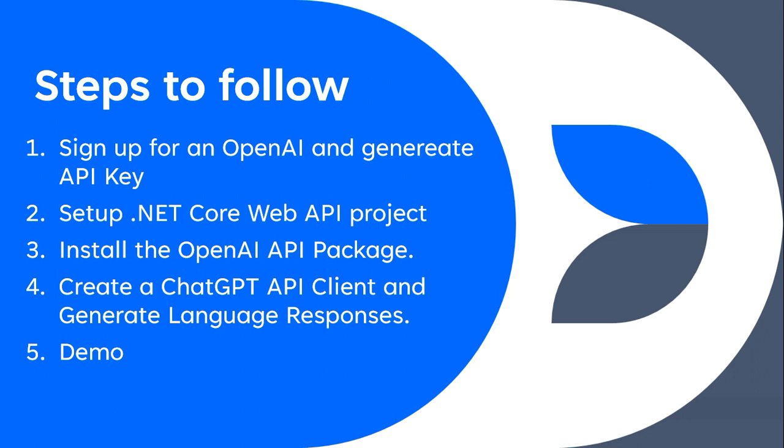Step 2. Set up .NET Core Web API project. Once you create the .NET Core Web API project, step 3 is installing the required OpenAI API packages. And the fourth step is we need to create a ChatGPT API client and generate language responses. Finally, we can see the demo of how we are going to implement all these steps. Let's start this video.